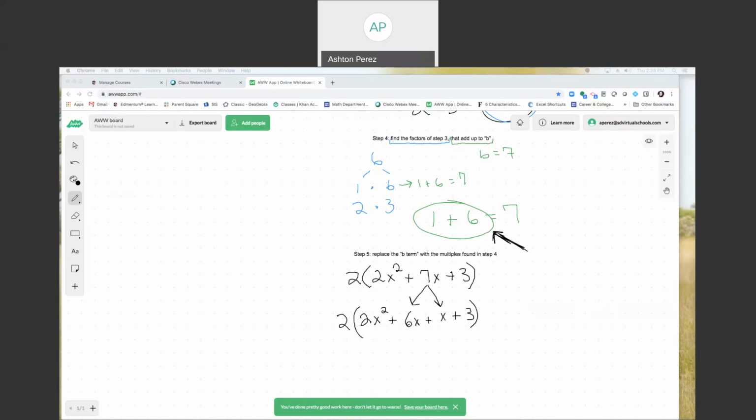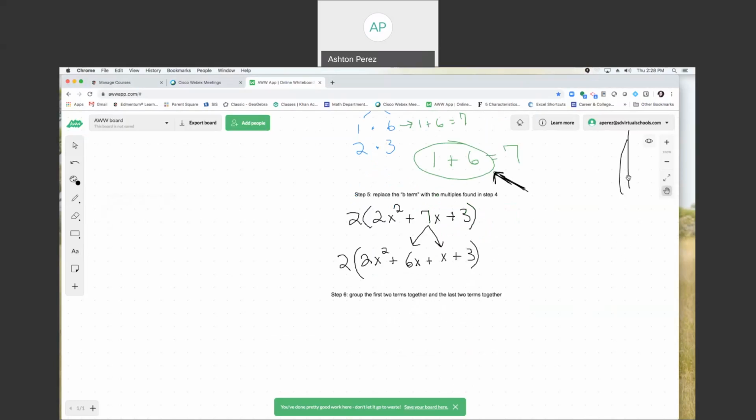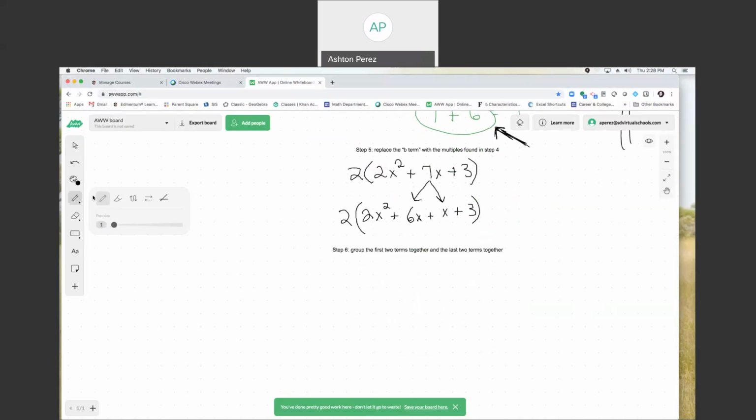So let's go ahead and move on to step 6, which is: group the first two terms together and the last two terms together. What does that mean? Well, let's move down a bit. Okay, so again, this 2 is going to stay out here. And you notice I'm rewriting it exactly the way it was from the step above. I'm going to rewrite it from the previous step, and then I'm going to work on it. Okay, so my first two terms are 2x squared and 6x, and then the next two terms are x and 3.